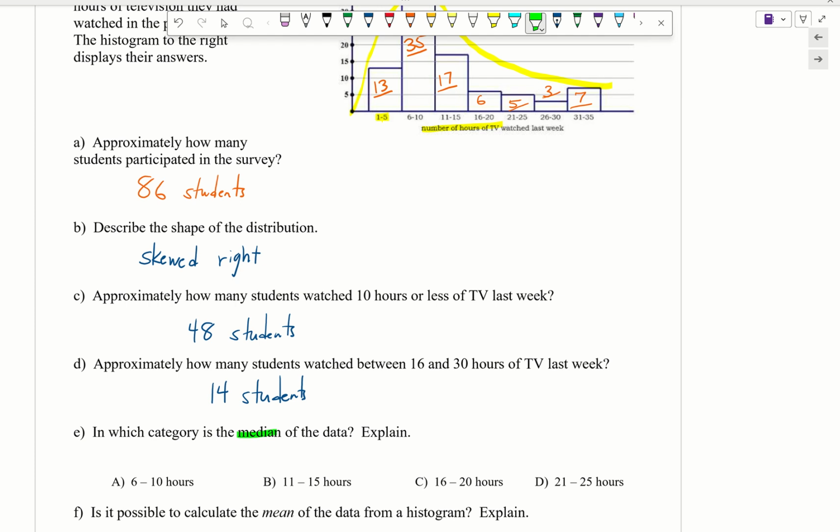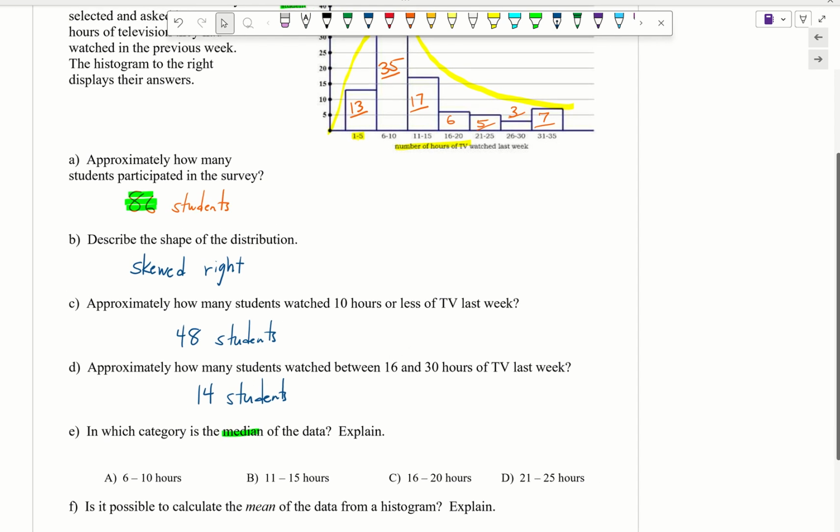So we know that there's a total of 86 students from question A. That means that the middle of 86 is going to be between the 43rd and 44th piece of data. And that's going to be key in our explanation. If all of our data was written out, we want to figure out where the 43rd and 44th number are, and basically we would average them together to come up with the median. But all we have to do is find the category.